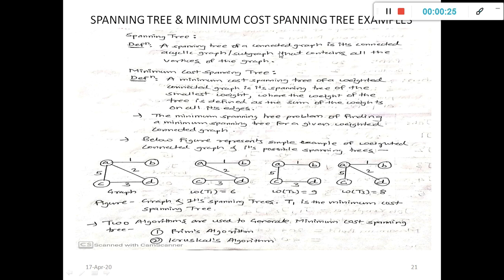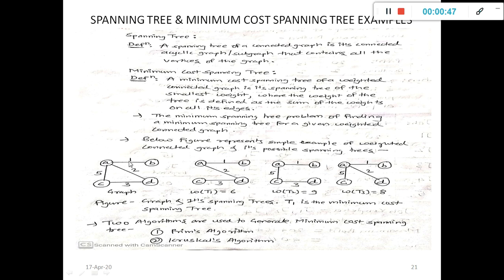Spanning tree of a connected graph is its connected acyclic subgraph that contains all the vertices of the given original graph. That is, a tree without a cycle is called a spanning tree. Below example gives the idea of spanning tree.